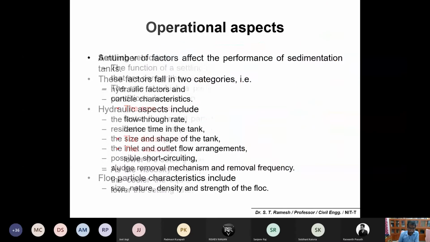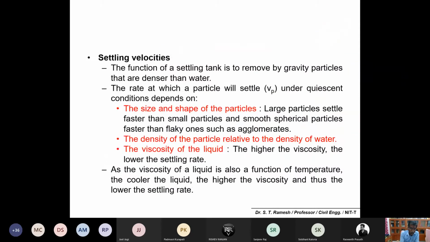Settling velocity, anyway, I'm not going to discuss it. We have already discussed it in the previous one. The rate at which a particle will settle under quiescent conditions depends on size and shape. We have discussed density of the particle and also viscosity. So these determine the settling velocity.